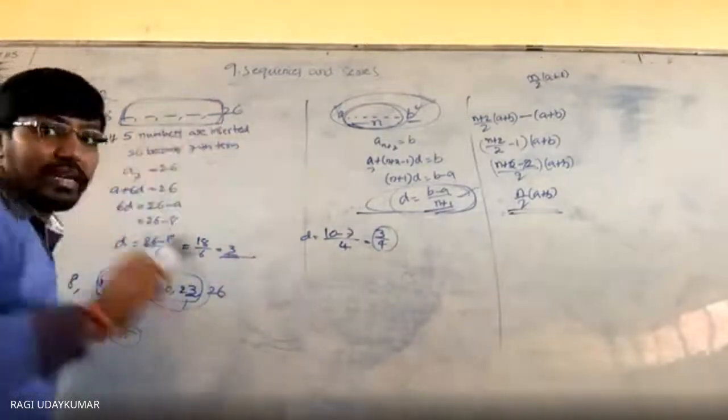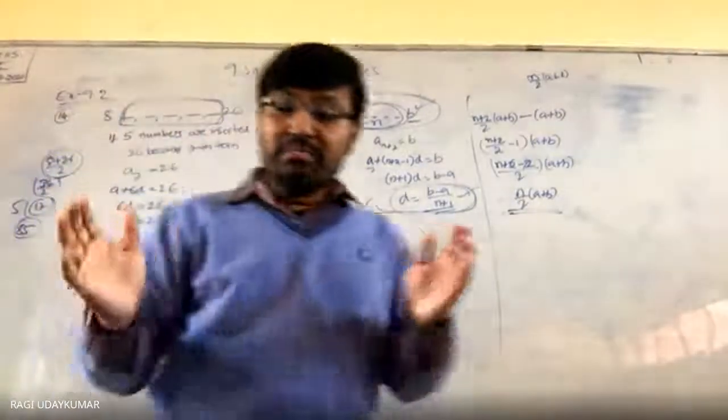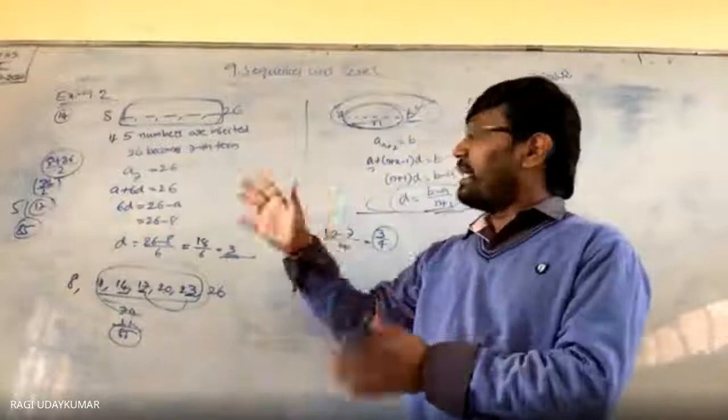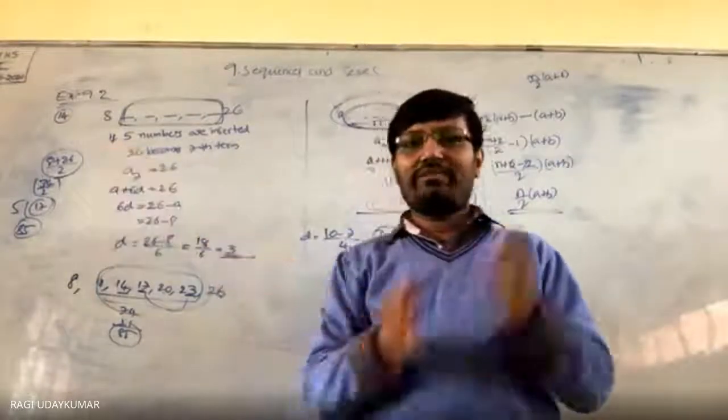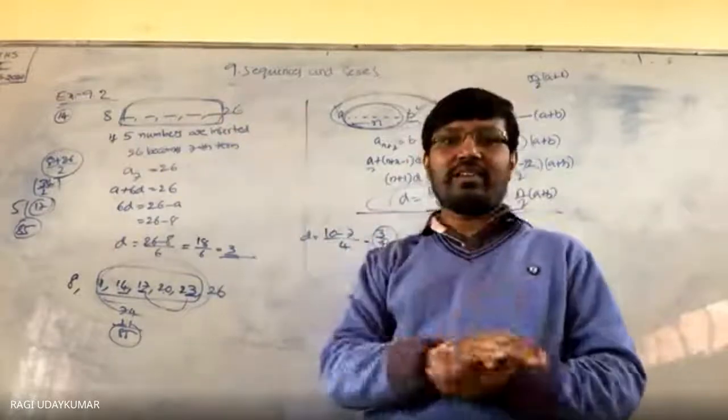5 numbers are inserted. If a question I am asking you, if 5 numbers are inserted between 8 and 26, what is their sum? Just n, 5 numbers are mentioned, right? So 5 by 2 of 8 plus 26.